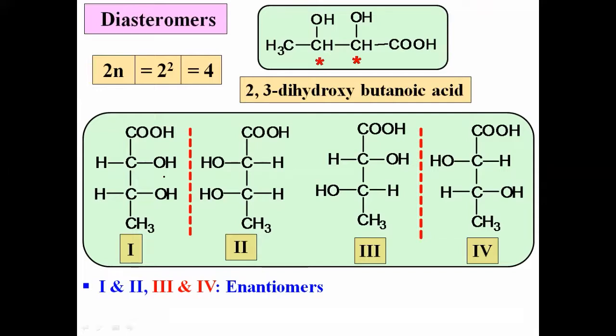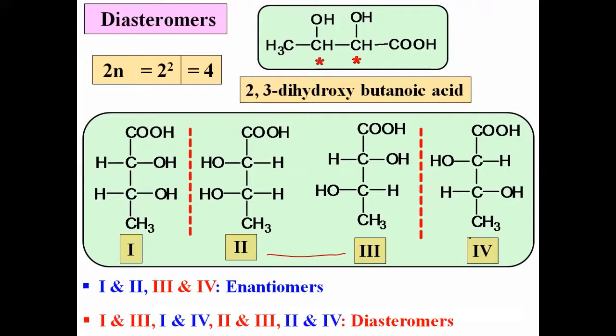Here first and third. What about the first and the last, first and fourth? They are also not mirror images of each other. Hence they are also called diastereomers. Similarly, let us see the relation between second and third. Here also, second and third are not mirror images of each other. Similarly, second and fourth are also not mirror images of each other. Hence they are called diastereomers.